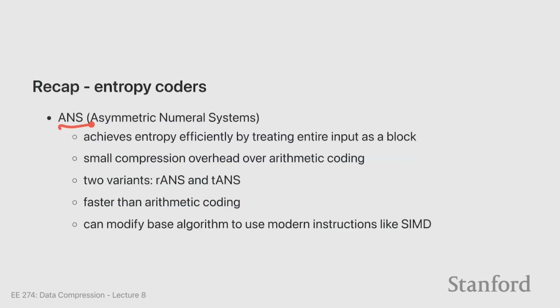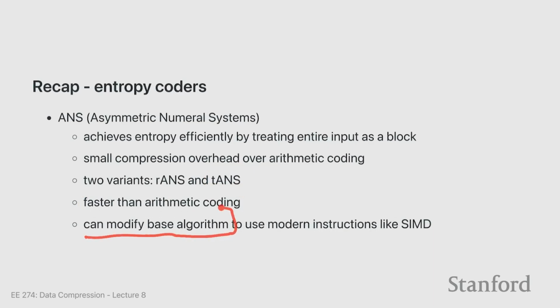Finally, we looked at ANS in the last lecture. There are 2 variants, RANS and TANS. We mostly talked about RANS, but both of them have their own strengths. Again, they achieve entropy efficiently by treating the entire input as a block. TANS doesn't quite achieve entropy, but it gets close. There is a small overhead over arithmetic coding, so it's not the best compression, but close enough. Both of them are faster than arithmetic coding, with TANS being particularly fast. It almost approaches Huffman coding speeds.